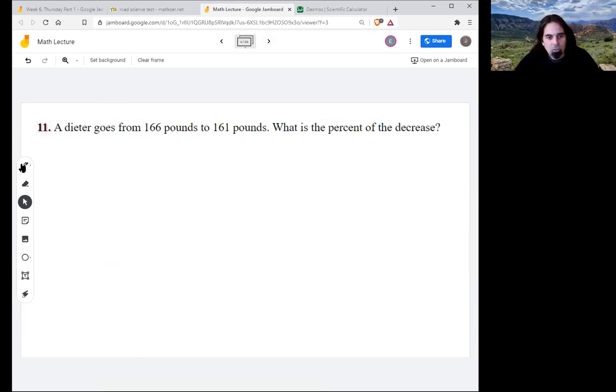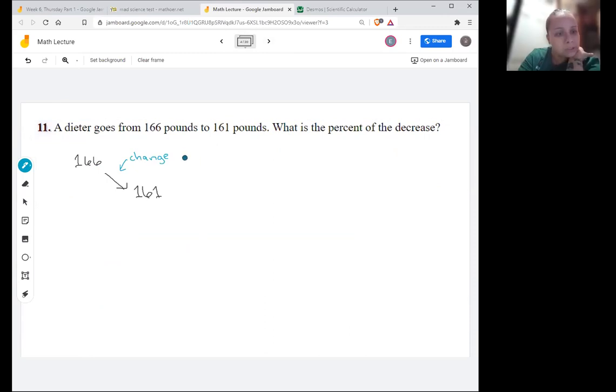Okay, so they're starting at 166, and they're going down to 161. How much of a change is that, by the way? 5 pounds. Yeah.